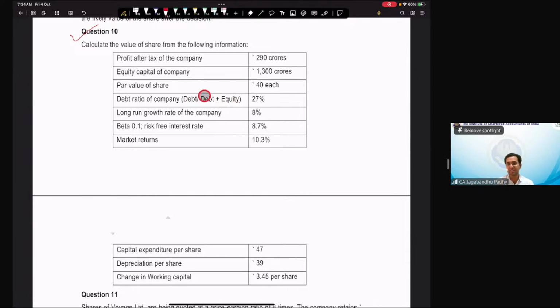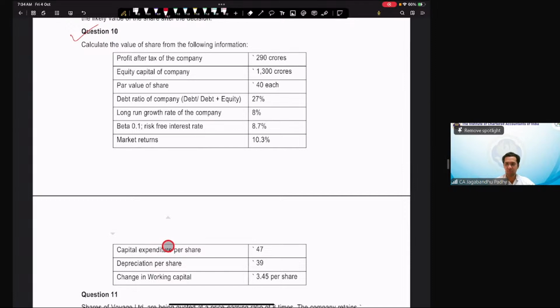Now, they have clearly specified what is this debt ratio. Debt upon debt plus equity is 27%. Long run growth rate of the company is 8%. Beta is 0.1 and risk-free interest rate is 8.7%. Market returns are 10.3%. Capital expenditure per share. So they've given us what is the capex per share.